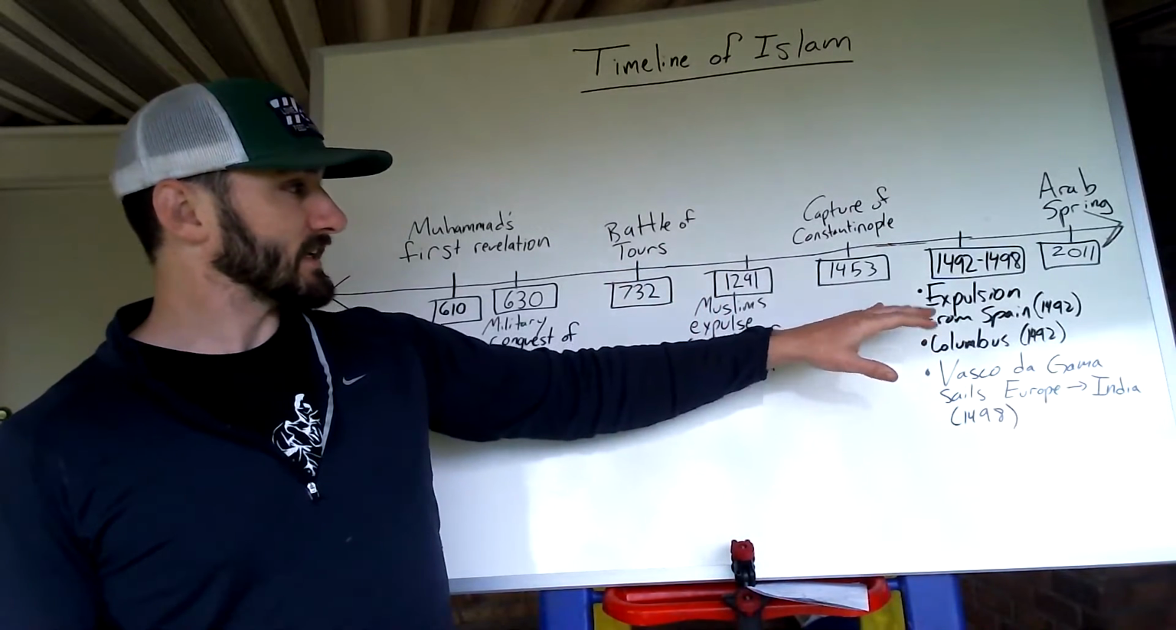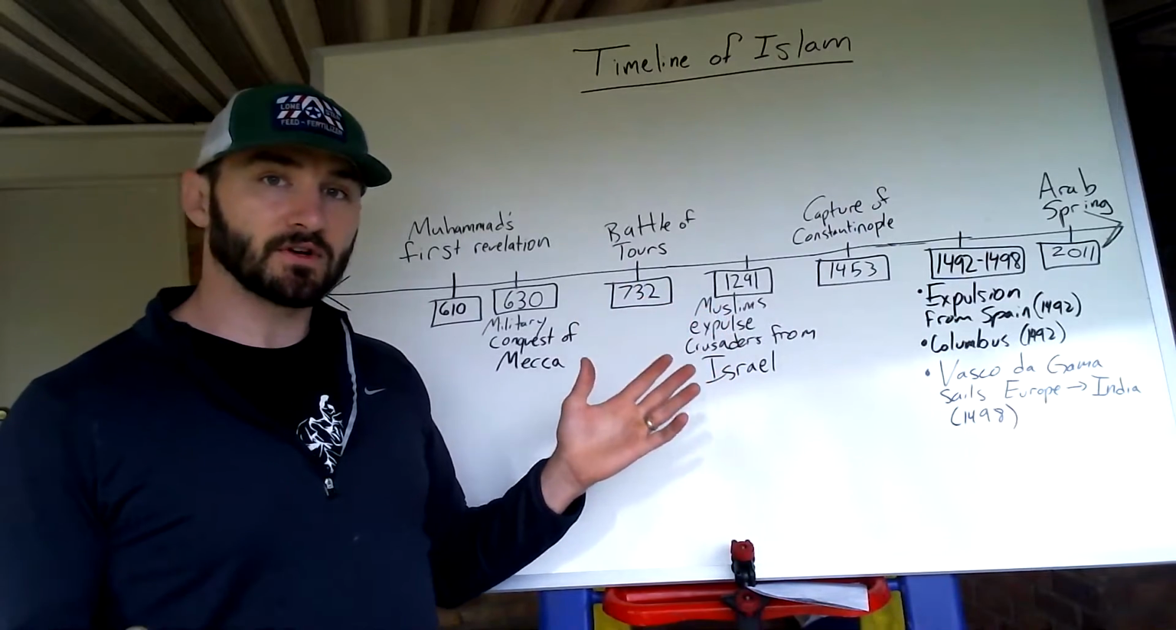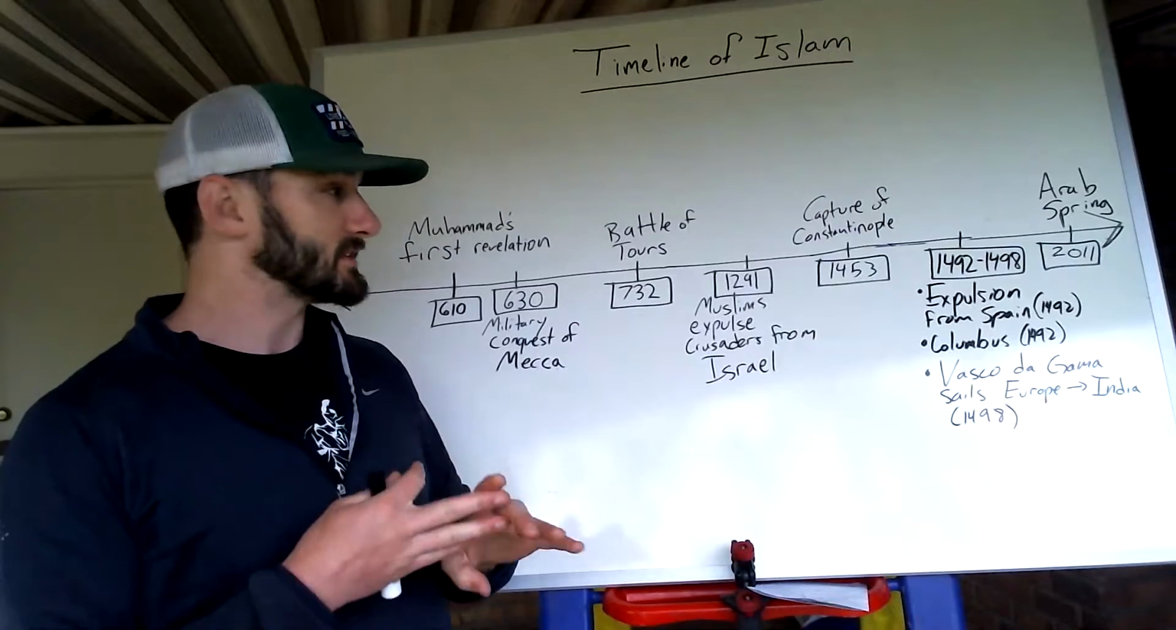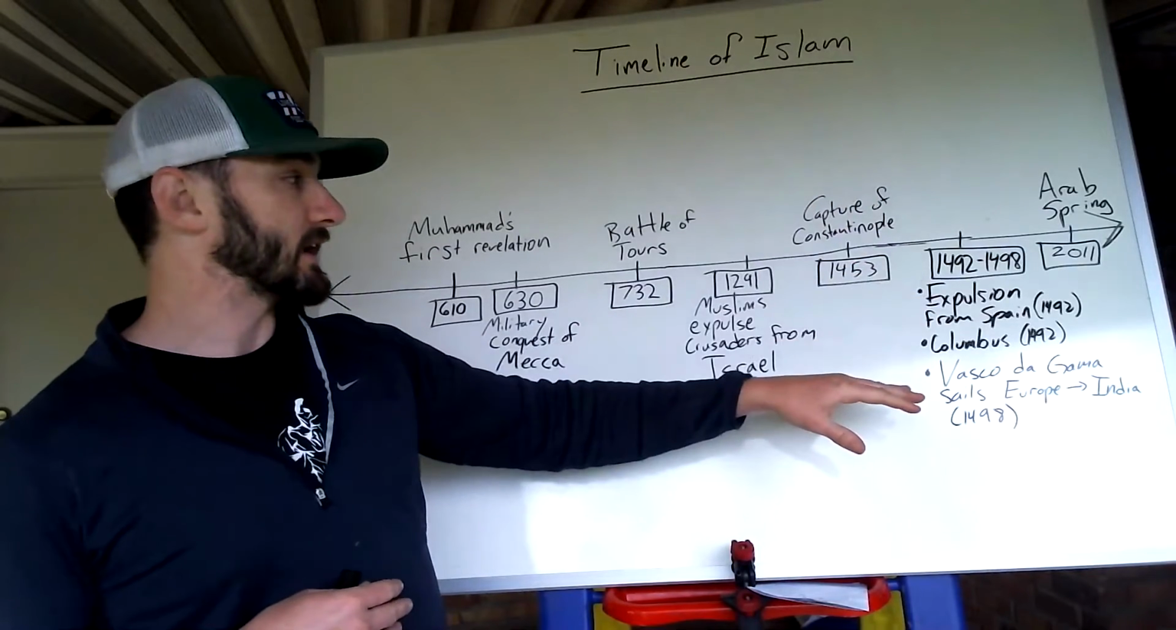So before this, they had lived in Spain. A lot of people view this as a very fruitful time of kind of tolerance and interaction among Christians, Jews, and Muslims. But in 1492, they were kicked out of Spain.